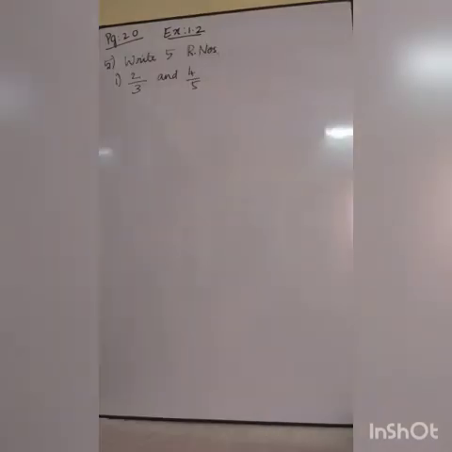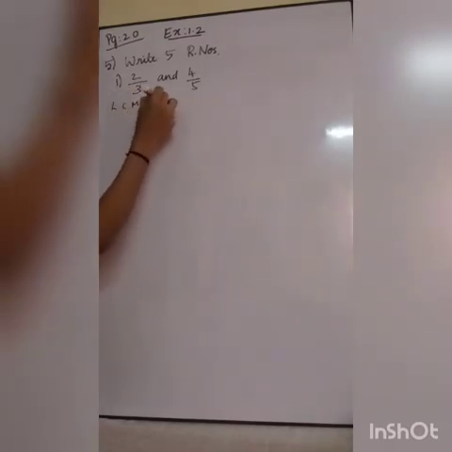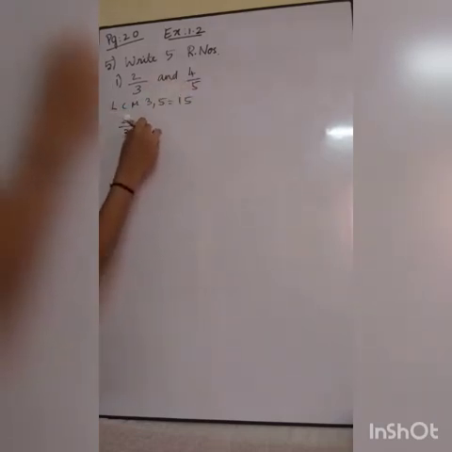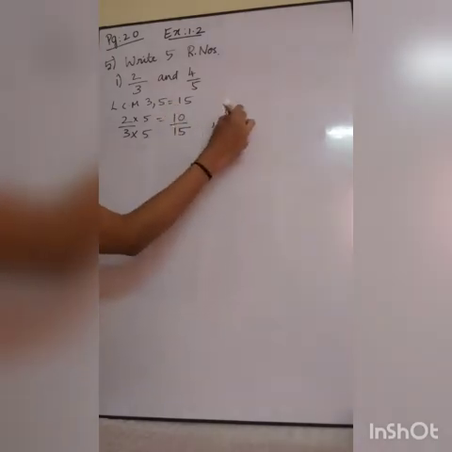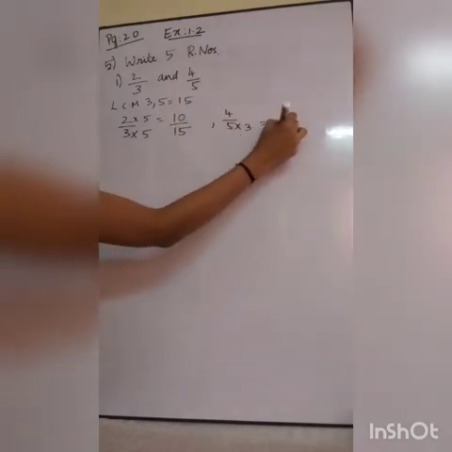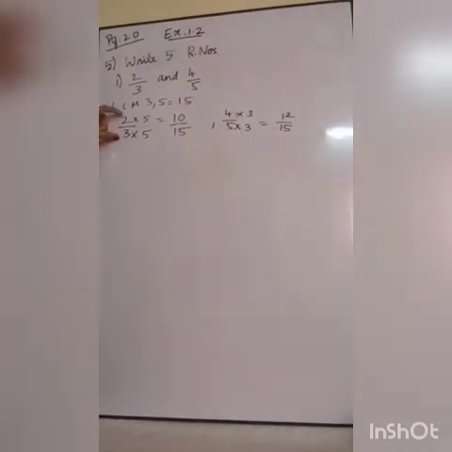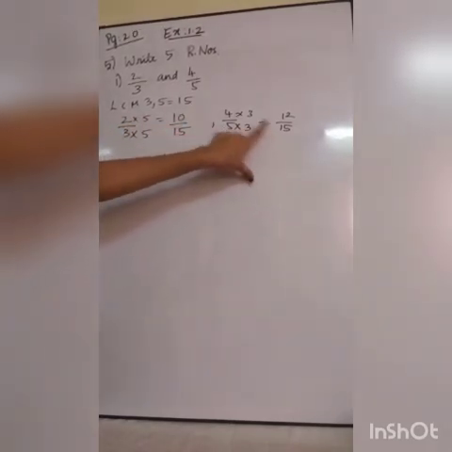Here what they asked you: write 5 rational numbers between 2 by 3 and 4 by 5. Here also, first you can find using LCM. What is the LCM of 3 and 5? 15. Now can we convert 2 by 3? 10 by 15 it will become. Next, 4 by 5 into 3 you will get 15, so 4 3s are 12. Listen, 2 by 3: 5 3s are 15, so 2 5s are 10. 5 3s are 15, 4 3s are 12.